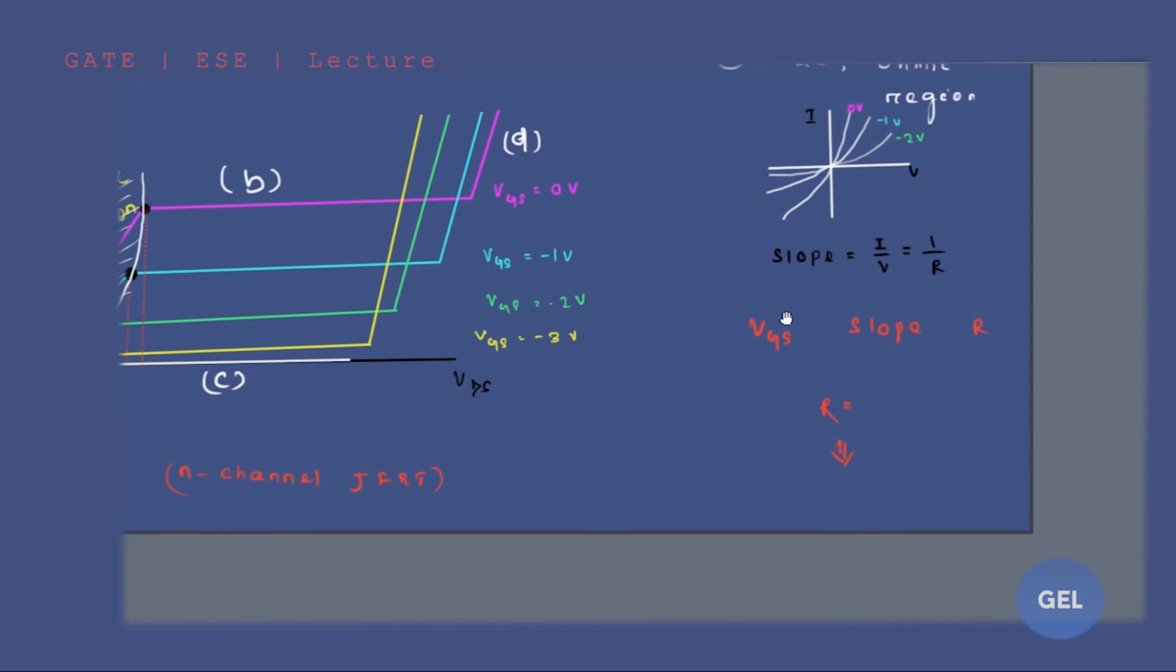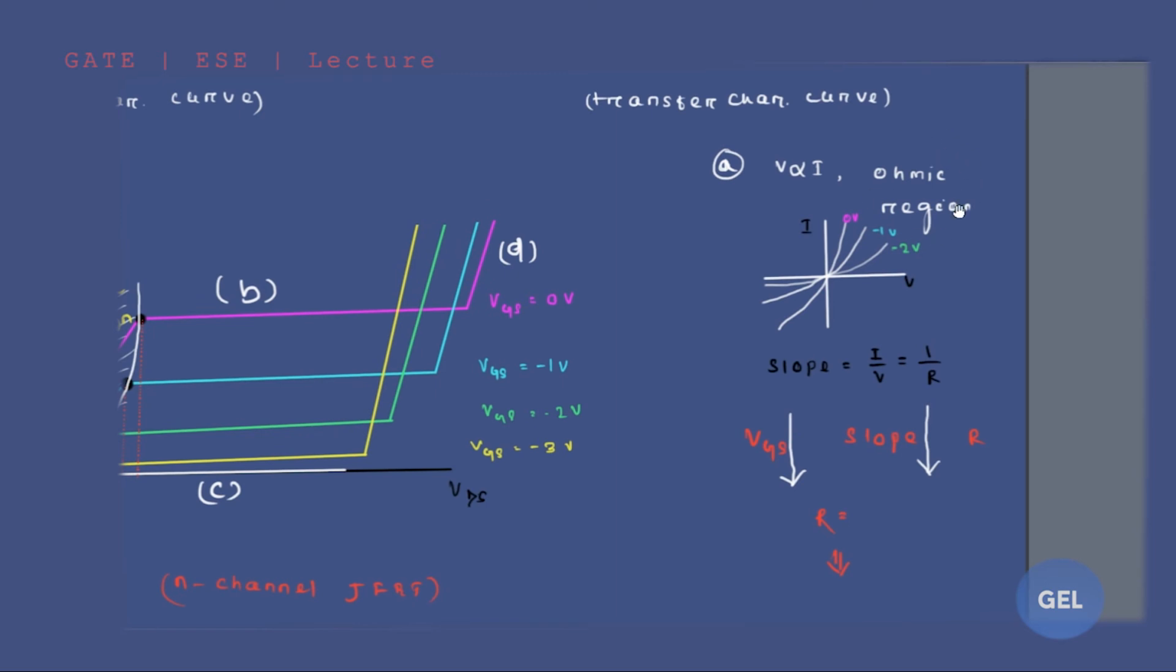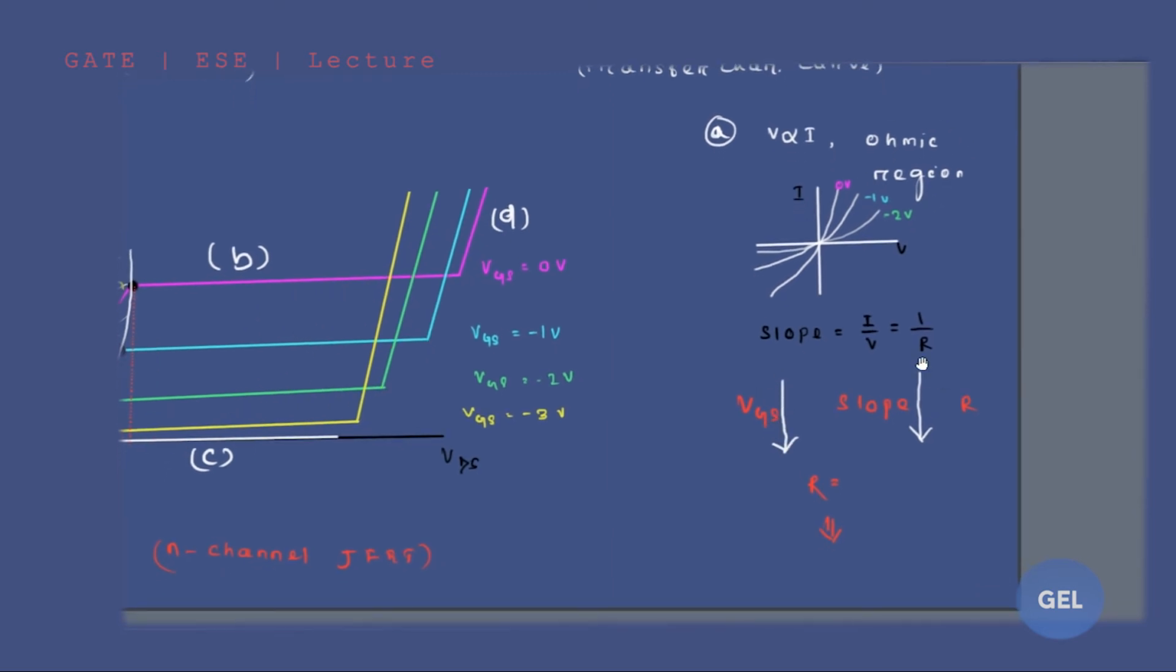Listen to this carefully. With varying VGS value, 0 volt, -1 volt, -2 volt, I'm varying the slope. That means with a decrease in VGS value, we are decreasing it from 0 to -1, then -2, you are decreasing the slope. The slope was higher here, then lower here, so the slope is decreasing. With decreasing VGS value, the slope is decreasing in the ohmic region. So that is why your resistance is increasing.